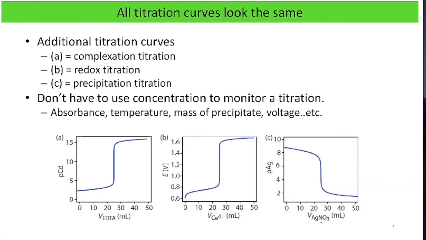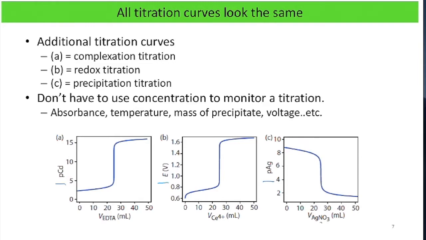So again, here's just a couple different titration curves, and these ones are showing different labels on the y-axis. For example, pCd is essentially like pH in a way. pH means the negative log of the concentration of H+, whereas pCd means the negative log of the concentration of cadmium. In the middle one we have voltage, and on the one to the right we have the negative log of the concentration of silver.